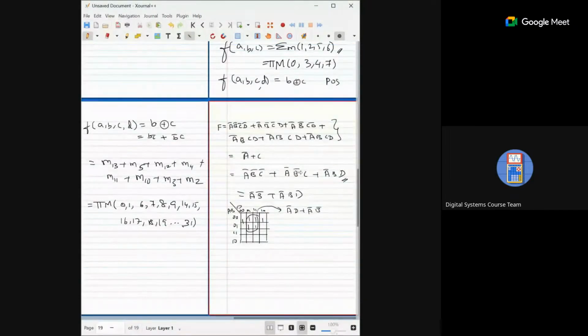Is it okay? No, it is C, right? This one. Yes. If the bar is here, your answer will be right. This will be the right answer. For now, I should not get the answer as C. I will get the answer as A bar B bar plus A bar C.